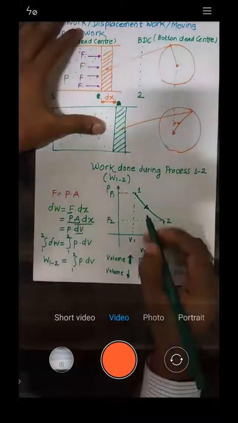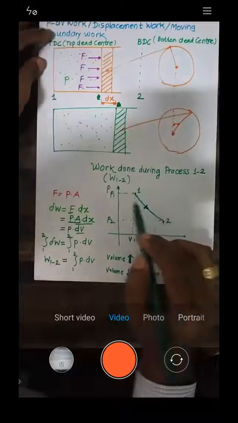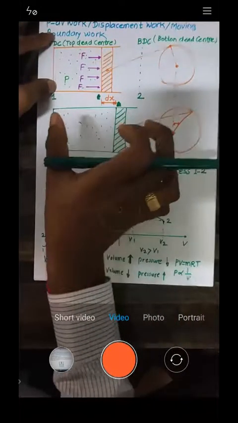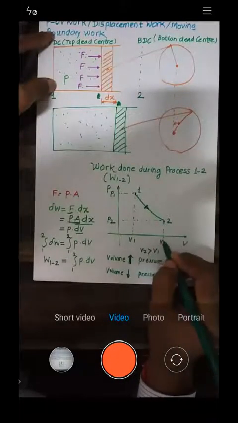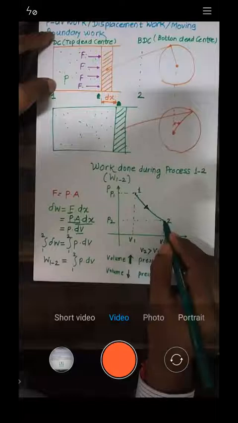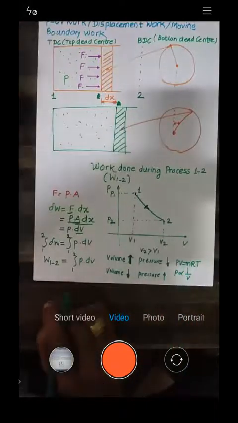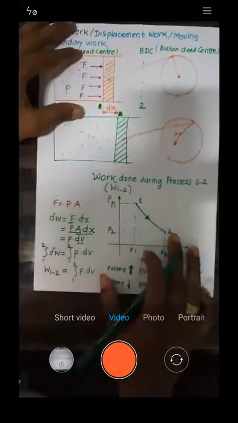From 1 to 2, we were at initial point 1, but when we reach point number 2, what happens? The volume got increased. So value of V2 we got, and V2 is greater than V1. So we got this point V2 here. Similarly, if I bring it on a vertical axis, I will get P2. So what is this 1 to 2? 1 to 2 is a process, right?